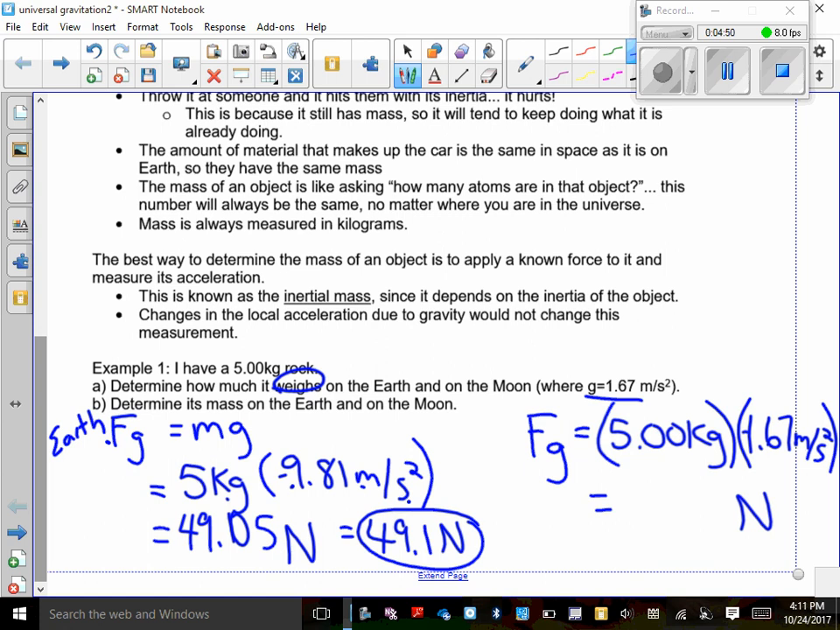We calculated out with sig figs, I got 8.35. Okay, part B I already talked about a little bit. Determine its mass on Earth and on the moon. Mass is talking about how much stuff. It's still made of the same amount of stuff. Okay?